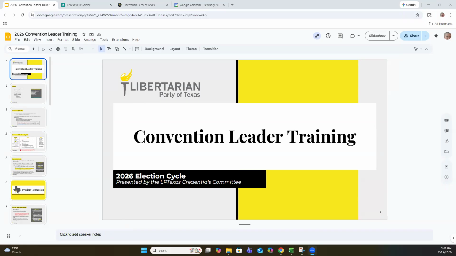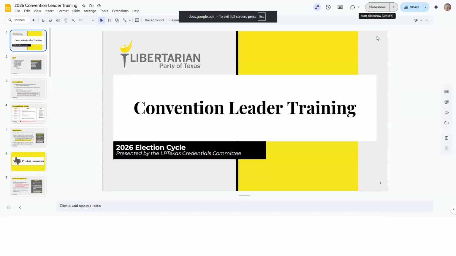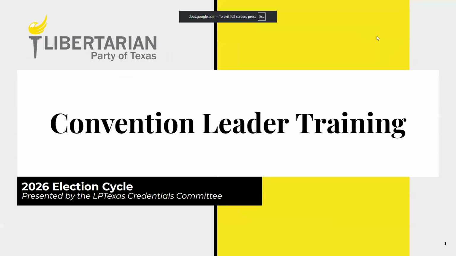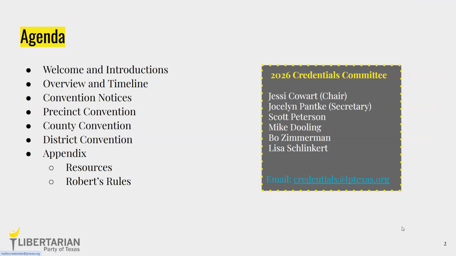I'm going to flip this into slideshow mode, and I want to welcome you all to our 2026 election cycle convention leader training. I think I know everyone on the call, but my name is Jessie Cower, and I am the chair of the 2026 Credentials Committee and also the vice chair of the Libertarian Party of Texas. We are very pleased to be bringing you this training to give you all the tools, knowledge, and resources that you're going to need to facilitate successful conventions this cycle. So with that, I'm going to jump right in.